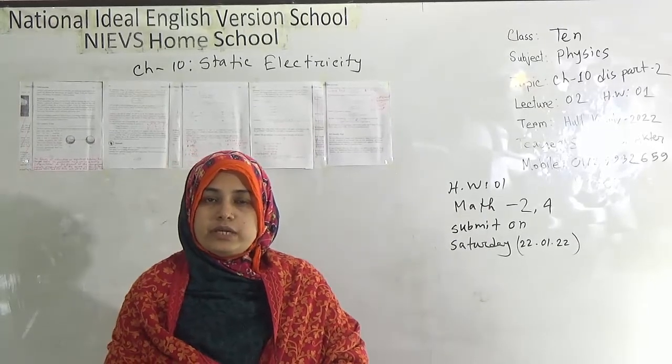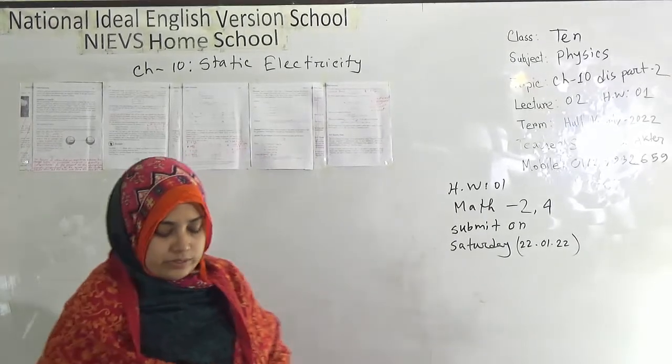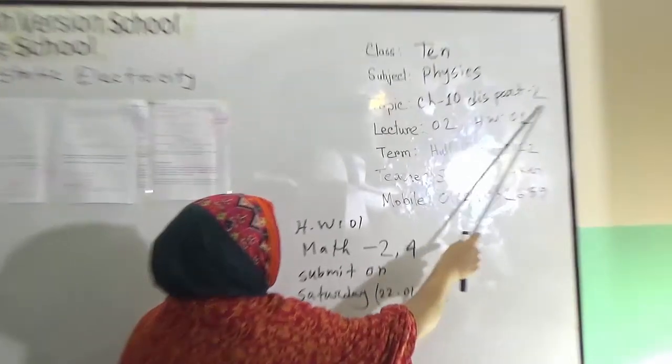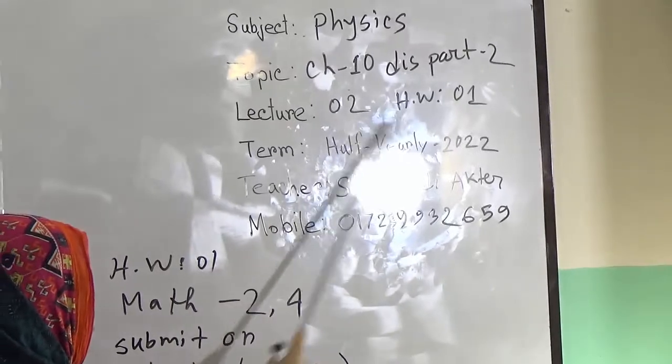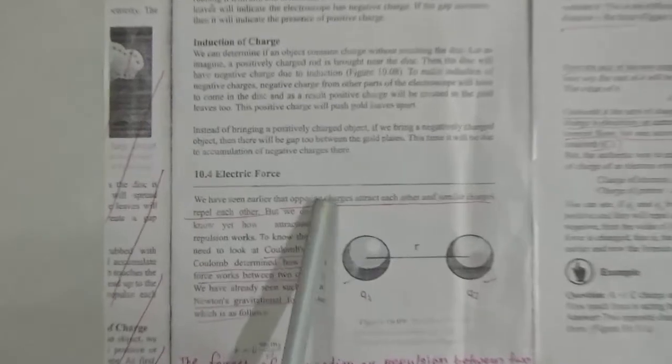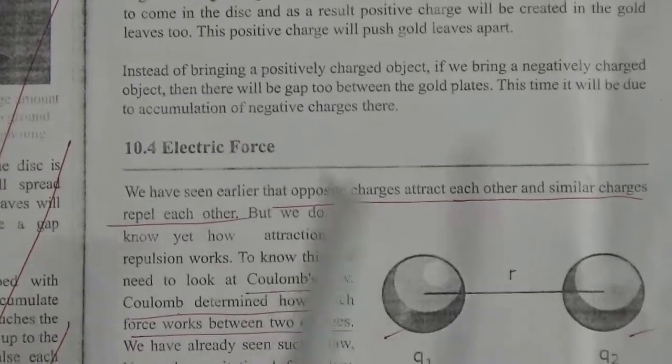Today I am going to take a physics class for class 10 students. My dear students, our topic today is chapter 10 discussion part 2, lecture number 2 and SW number 1. Let's start our class. This is chapter 10, static electricity, discussion part 2.